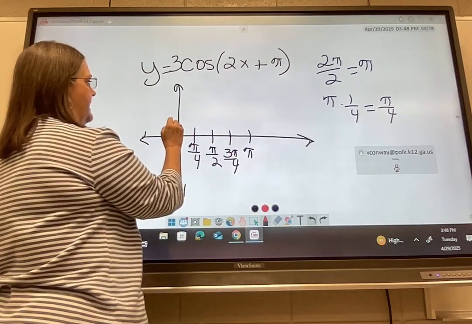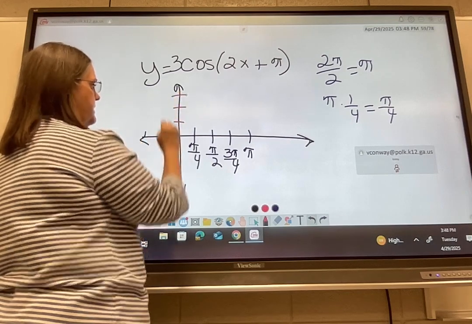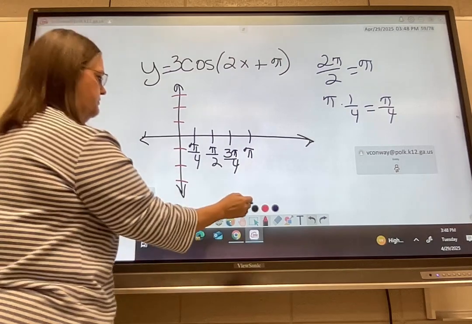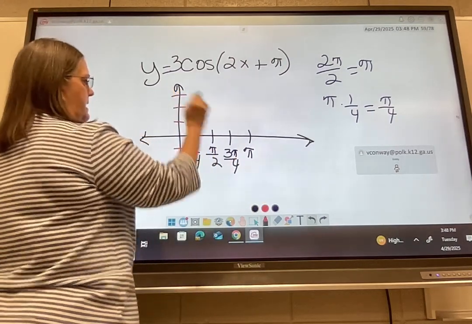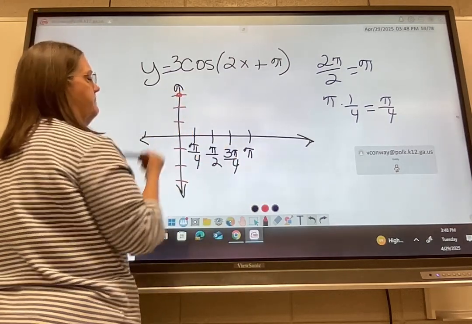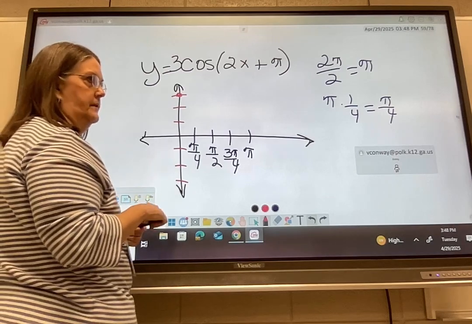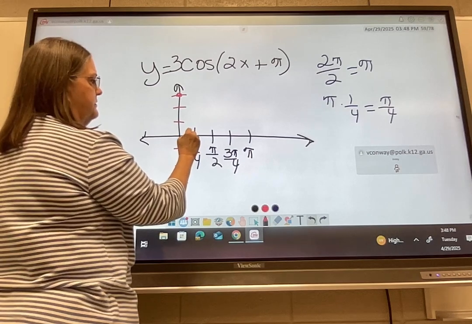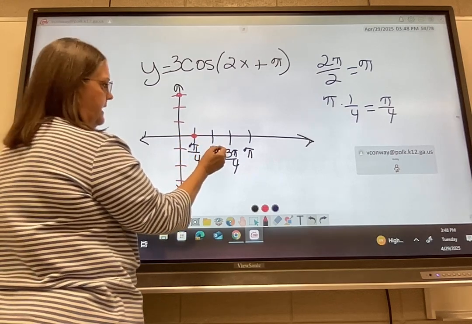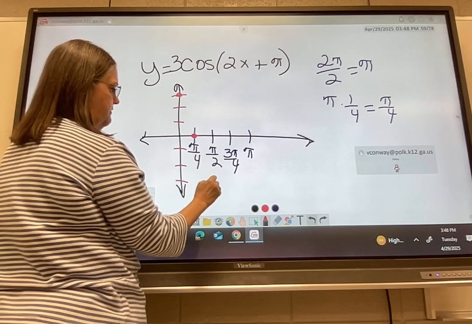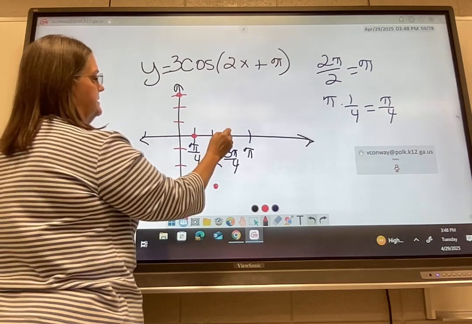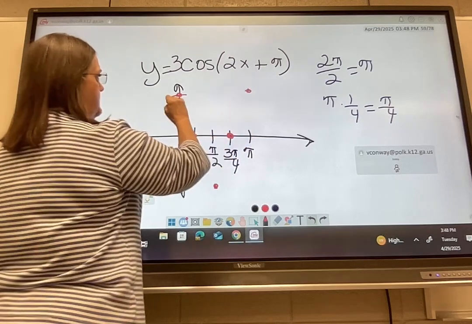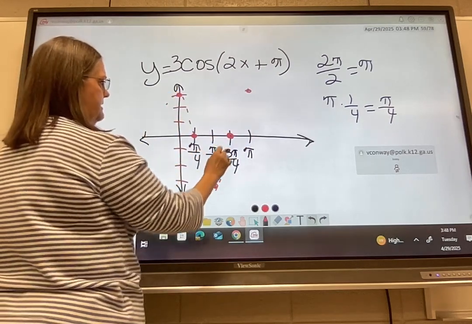This one has an amplitude of 3. 1, 2, 3, 1, 2, 3. So I'm just going to sketch it with that amplitude first. Remember, cosine starts at 1. So 1 times 3 is 3. Then it goes to 0. 0 times 3 is still 0. Then it goes to -1. -1 times 3 is -3. Then it goes to 0 again because 0 times 3 is 0. And then 1 times 3 is 3. Now, remember, this is not where we're landing. This is just this part.